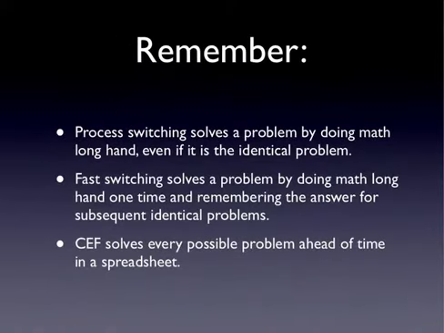Here's an easy way to remember different types of forwarding. Process switching solves a problem by doing math longhand, even if it is the identical problem. Fast switching solves a problem by doing math longhand one time and remembering the answer. And Cisco Express Forwarding solves every possible problem ahead of time in a spreadsheet.